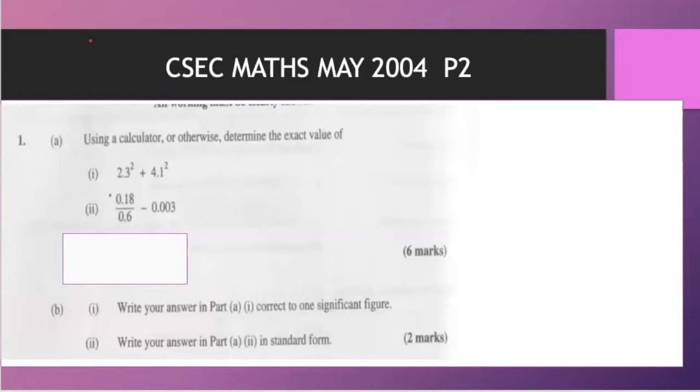Now for this one, I have to use my calculator to determine the exact value. The first one I have is 2.3 squared plus 4.1 squared. Now we have to use our calculator, or you could multiply, but let's use our calculator. Usually it's 2 marks or maybe a mark for these questions. So we square 2.3 to get 5.29. Next, I am going to square 4.1.